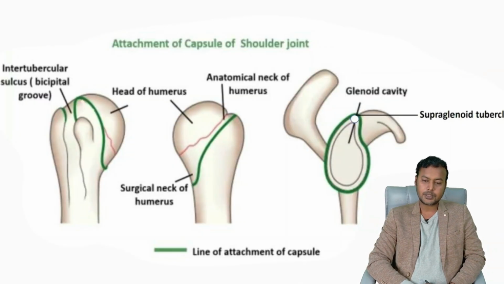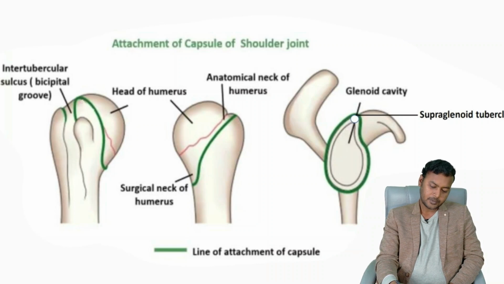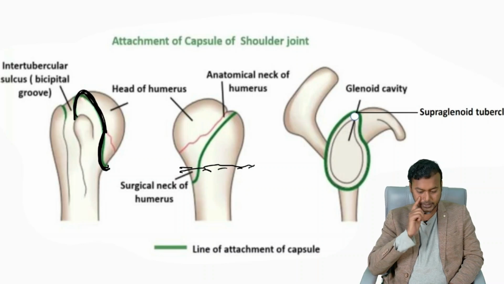Please pay attention to these images. These images show the attachment of the fibrous capsule of the shoulder joint. So as I had told you, anterior superiorly, they are attached to the anatomical neck of the humerus. And as you move down, it is moving towards the surgical neck of the humerus. So here, this is the level of the surgical neck of the humerus.